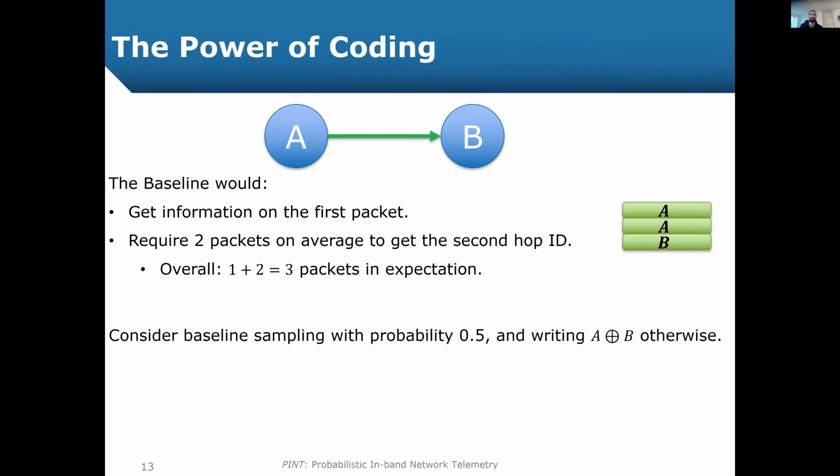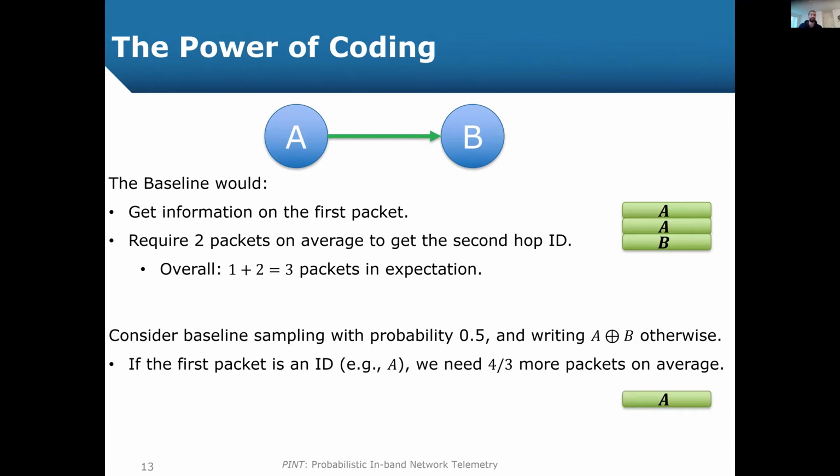In contrast, if we with probability 1/2 do sampling and otherwise write the bitwise XOR of both identifiers, we can actually improve because now if the first packet comes in with the identifier A, then we are more likely to terminate on the next packet because either we get B and we're done, or we get A XOR B and we can also infer B because we already know A. So this reduces the number of packets we need in expectation, and we can optimize the algorithm.